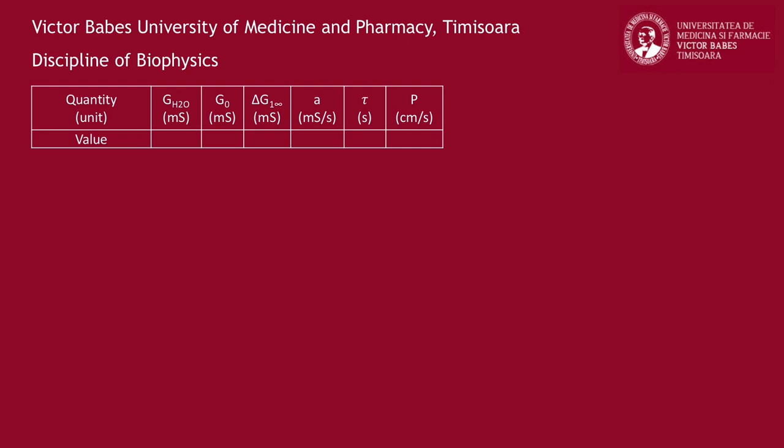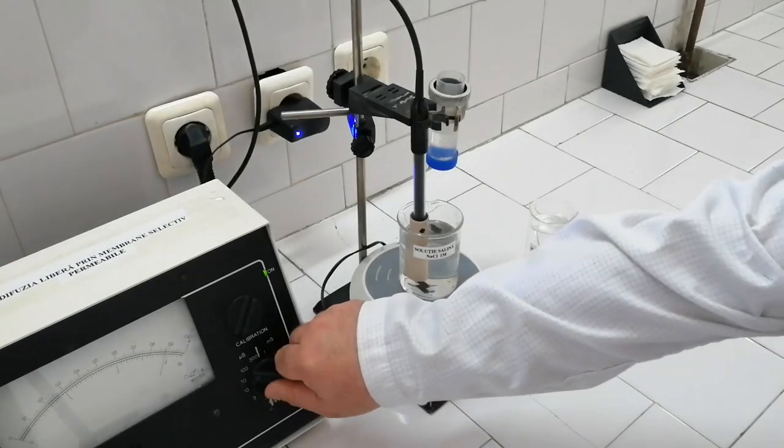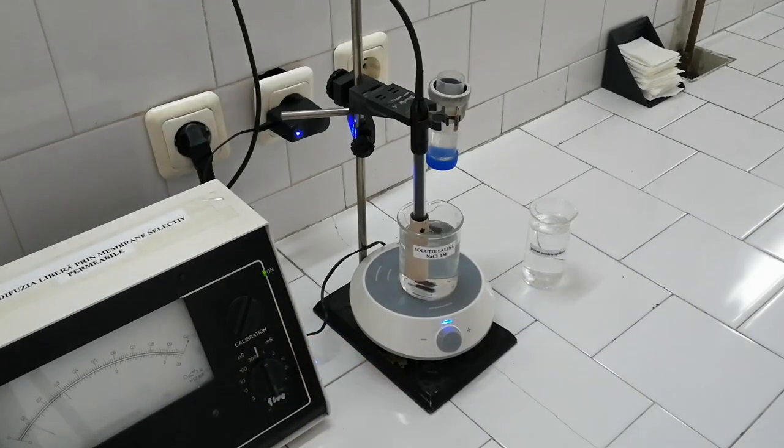Read the conductance of saline solution and record the value in the table. Attention! Record all values in millisiemens. If necessary, convert the values from microsiemens to millisiemens. Set the range button back to the 1000 millisiemens range.